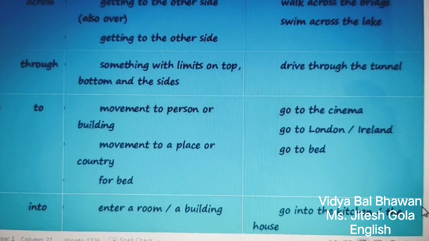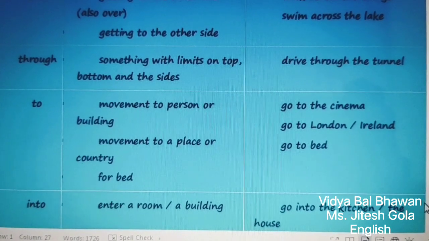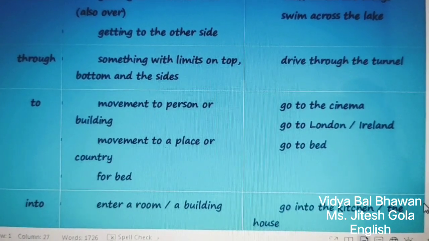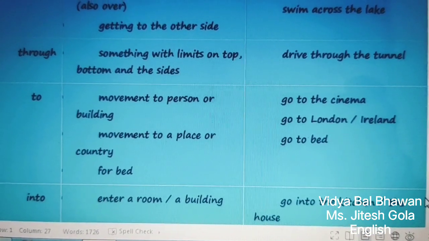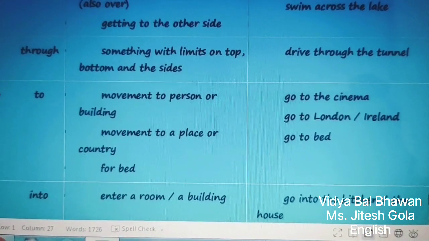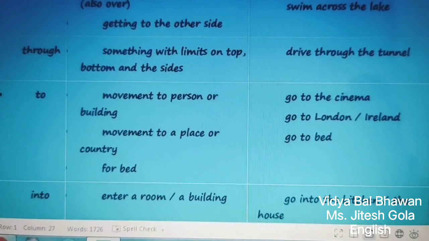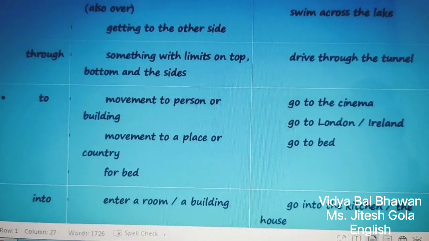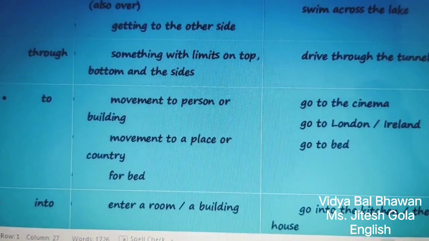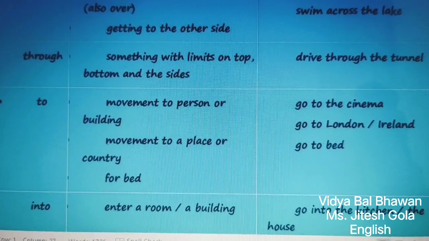Another one, use of to, movement to person or building. Go to the cinema. Movement to a place or a country, go to London, go to Ireland. For bed also you can use it, go to bed. Then comes into.